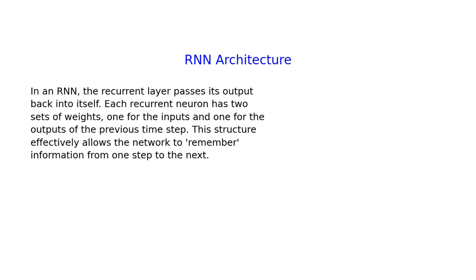In an RNN, the recurrent layer passes its output back into itself. Each recurrent neuron has two sets of weights, one for the inputs and one for the outputs of the previous time step. This structure effectively allows the network to remember information from one step to the next.